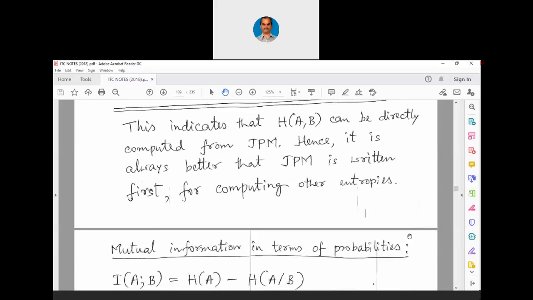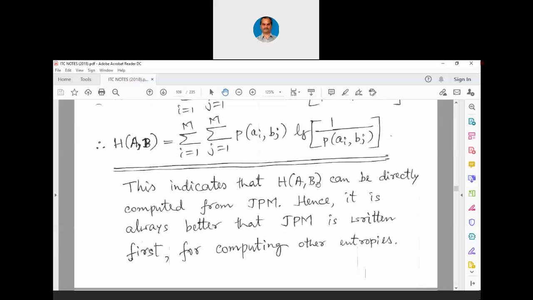So this indicates that h of a comma b can be directly computed from the joint probability matrix, because the JPM contains all these p of ai comma bj. We can directly compute them using the joint probability matrix just by summation and this particular multiplication, which is based on the entropy itself. Hence it is always better that JPM is written first for computing the other entries.